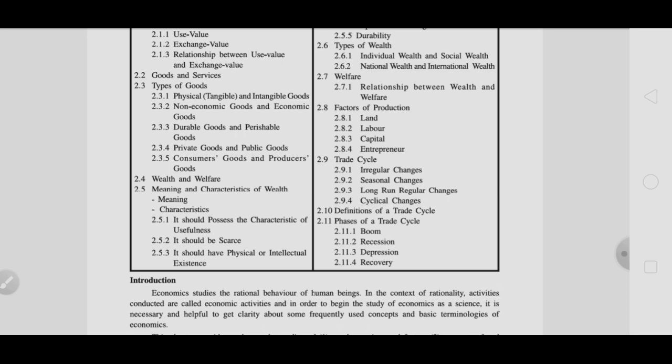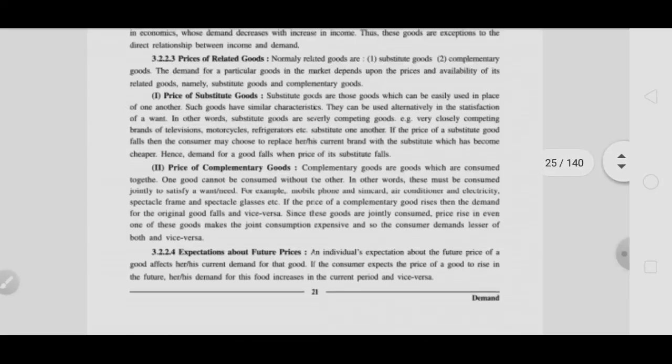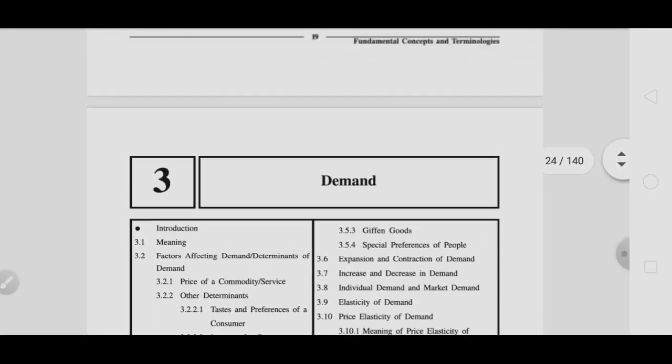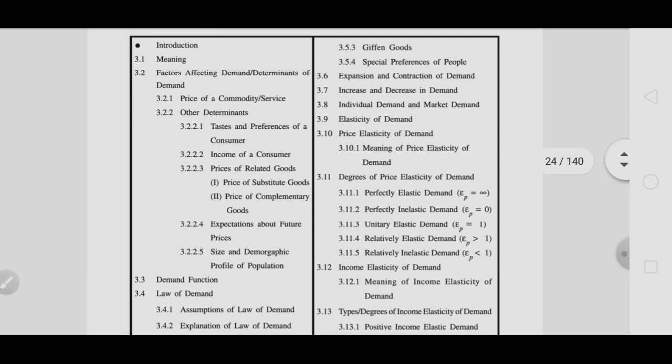These topics are very important for the subject matter of economics, and once you understand all these topics, the subject will become interesting for you. Now let us move towards chapter number 3, that is demand. Here it is given on page number 20, that is demand. First of all we will discuss the introduction and meaning.